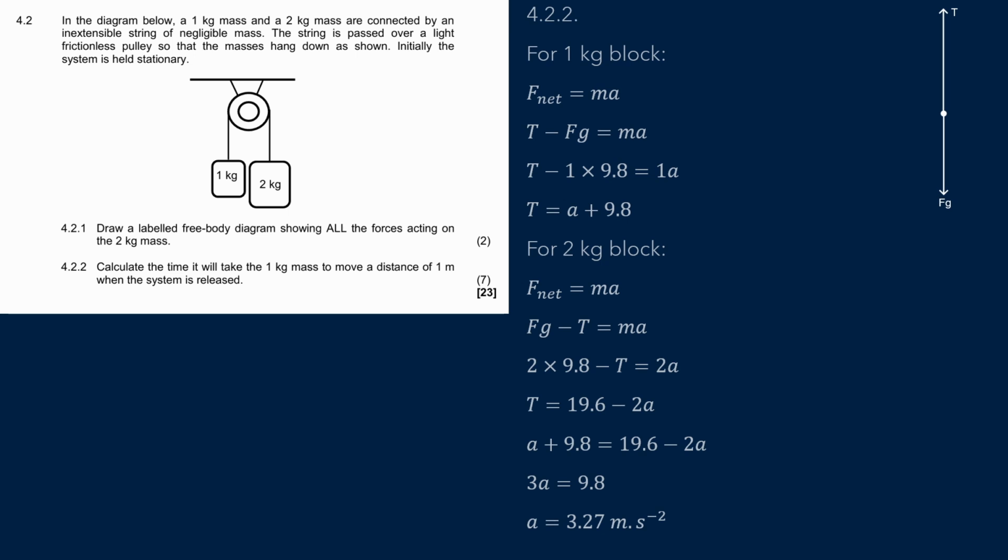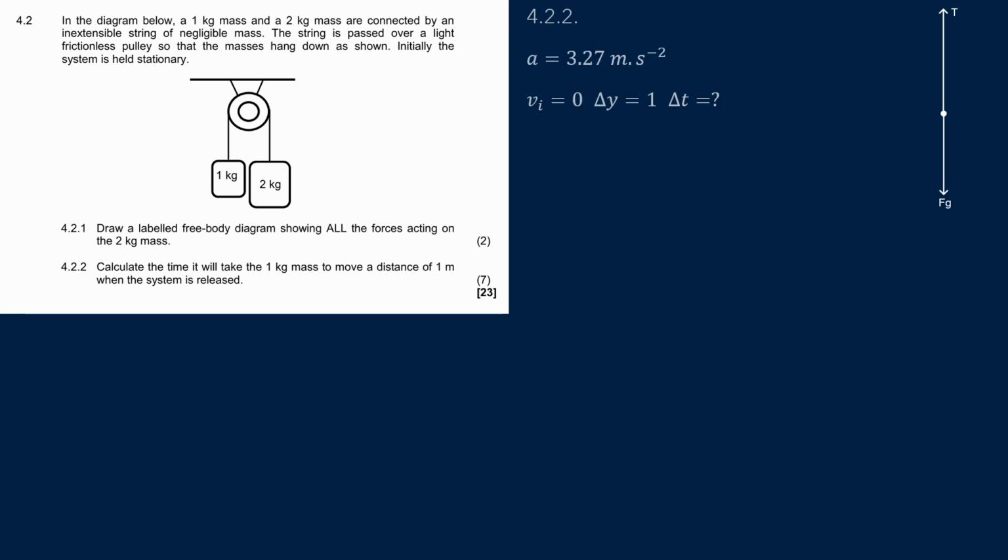Now that I have the acceleration, I have initial velocity, it was 0 because the system was stationary. I have change in y as 1 meter, and change in time, that's what I'm asked to find. I'm going to take a look at the 4 equations of motion and choose one that has acceleration, initial velocity, change in y, and time. And that equation will be this one. Change in y is equal to vi change in time plus 1 over 2 acceleration change in time squared.